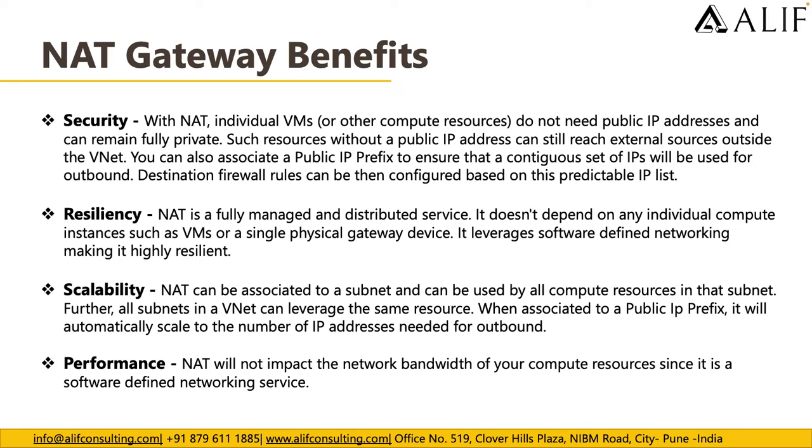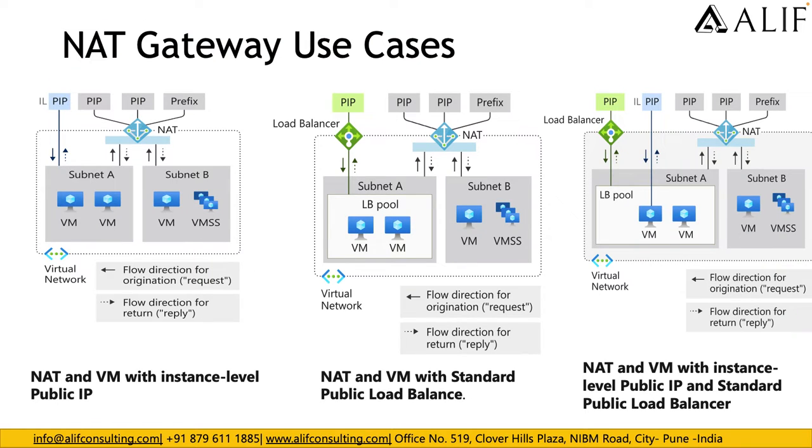Performance, yep. The NAT gateway will not impact the network bandwidth of your compute resources since it's a software-defined networking service. Use cases: you have multiple use cases. You can use it directly with subnets where you don't have a public IP assigned to your VMs. You can also have a public IP associated with your VM and then have a NAT gateway for outbound traffic, right? In this case, what is going to happen?